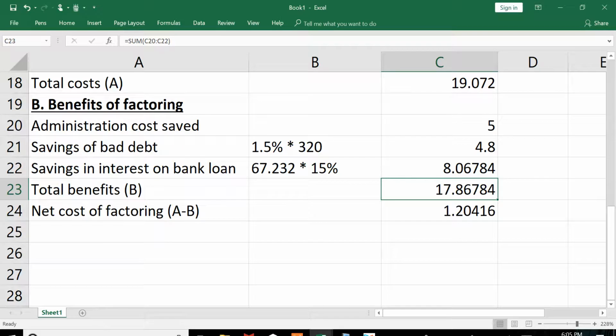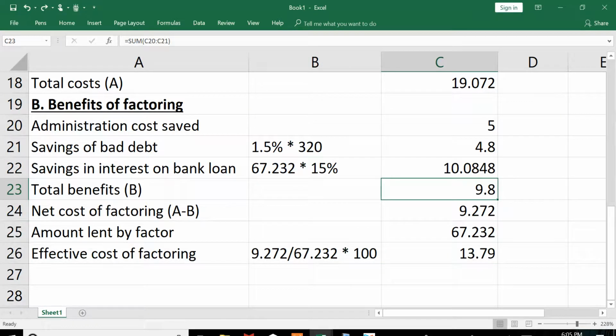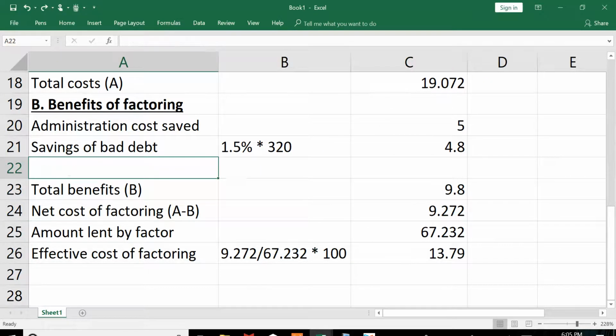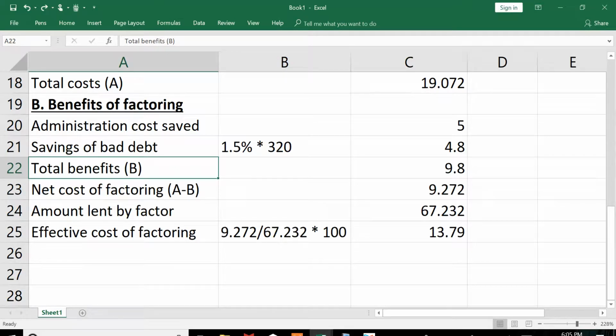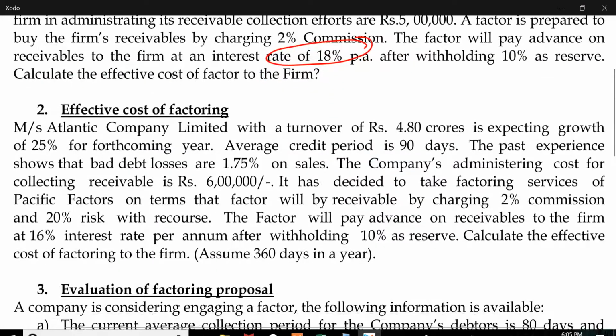So the final purpose is to compare it with the rate of interest on a bank loan or the rate of interest on long-term funds, whatever the company has. Any doubts on this? Clear? So finally, the effective cost of factoring in this case turned out to be 13.79%. Can we proceed? Any doubts? Let's move to question number 2. Go through question 2.